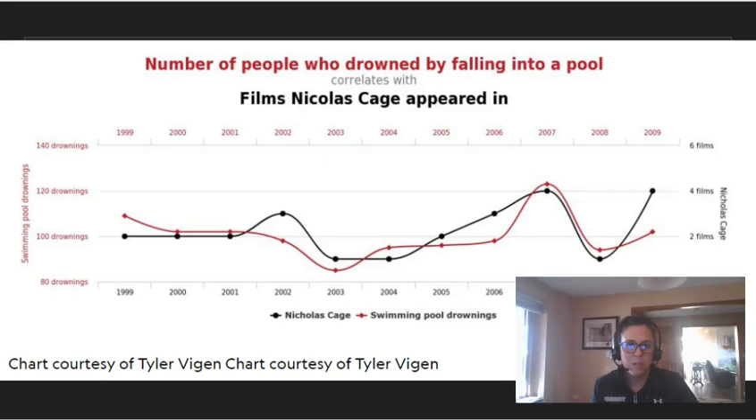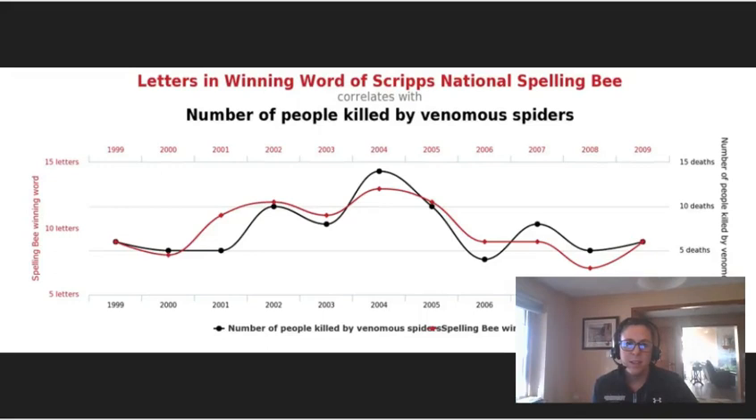This one's my favorite. Films where Nicolas Cage appeared is correlated with the number of people who drowned in their pools. I know not every Nicolas Cage movie is the best, but it does not cause you to want to drown yourself in the pool. And then here's our last one, the number of letters in a spelling bee, and that's correlated with the number of people killed by venomous spiders. That is a correlation. Those data points tend to align with one another, but this is not a cause.